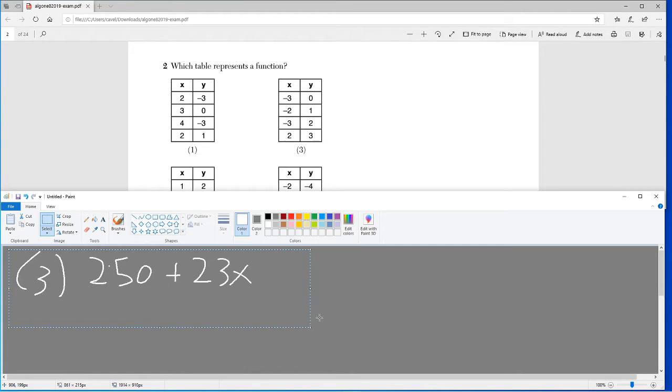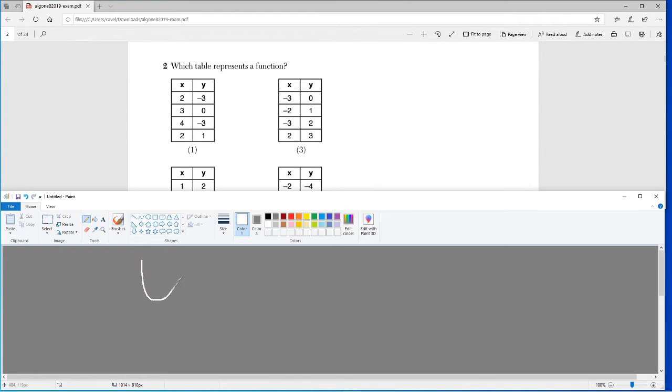Which table represents a function? For a function, you need a graph that passes the vertical line test, which means one x value cannot have two different outputs. Let me repeat that again: an input, or an x value, cannot have two different outputs.